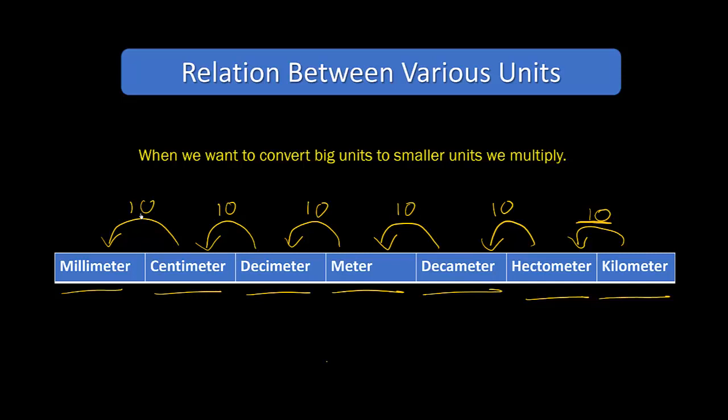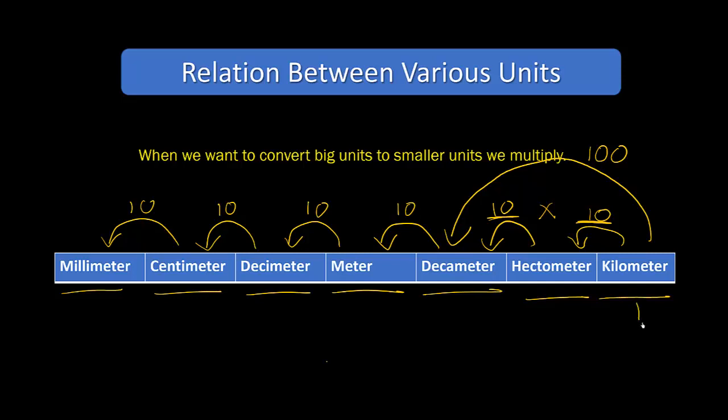What if I want to convert kilometers to decameter? Well, in this case, converting a kilometer to a hectometer, it's 10, and then hectometer to decameter, it's 10. We're just going to have to multiply 10 by 10. So that means it's going to be just extended to 100.